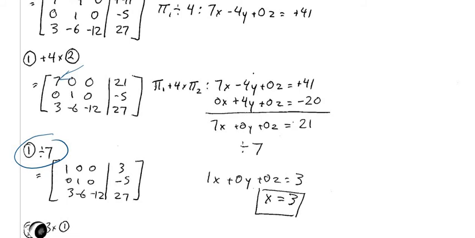0 divided by 7 is 0. 0 divided by 7 is 0. And then 21 divided by 7 is 3. So if you look at our matrix now, we have row 1 in reduced row echelon form. We have row 2 in reduced row echelon form. So we're almost there.